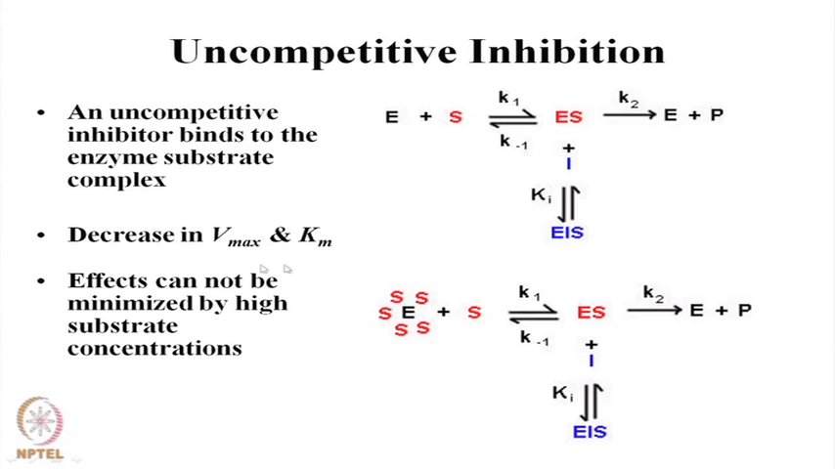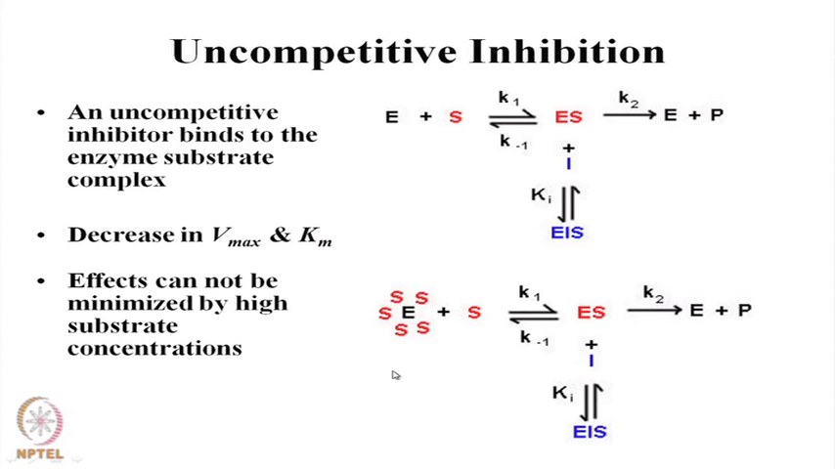Okay, so what happens is a decrease in Vmax and Km. Now you see, if you increase the substrate concentration, suppose there was 1 S initially, now you increase it to 6: 1, 2, 3, 4, 5, 6. What will happen is that if you increase this substrate concentration, more ES will be formed, and the more enzyme substrate complex is formed, the more option it has to move to this pathway. So that means you cannot minimize this step, because in no way can you stop this process, since this process is very much dependent on the availability of ES.